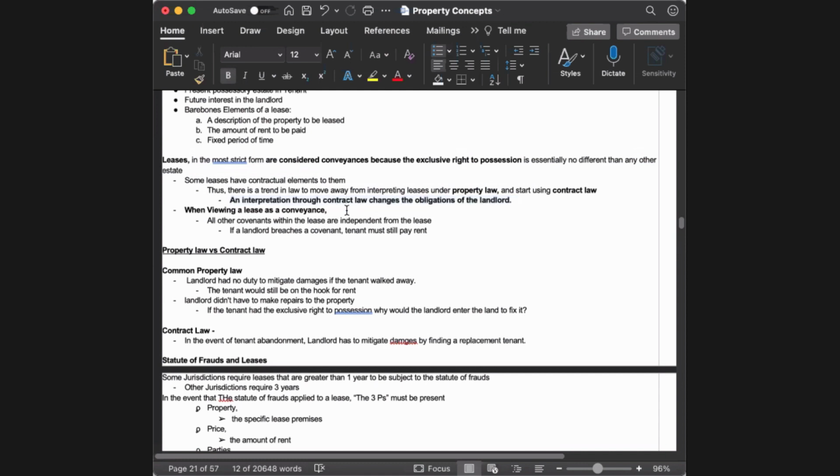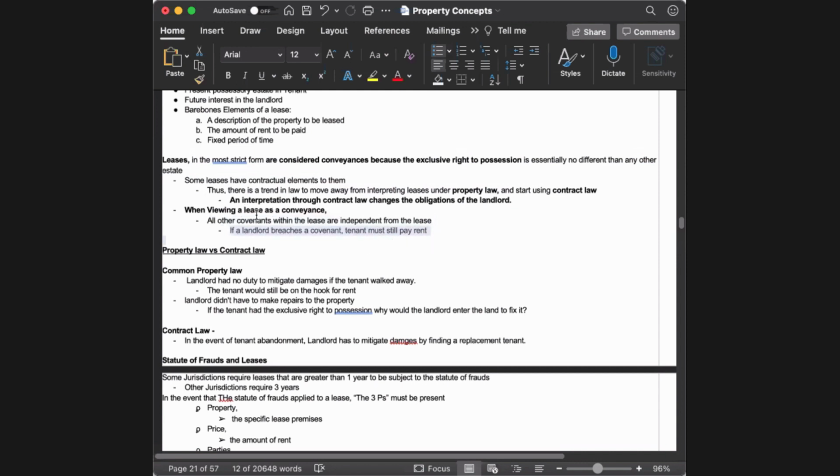But that doesn't mean on the test that you're going to have to be referencing Lucy v. Zemmer for some reason. When viewing a lease as a conveyance, all other covenants within the lease are independent from the lease. If a landlord breaches a covenant, the tenant must still pay rent.